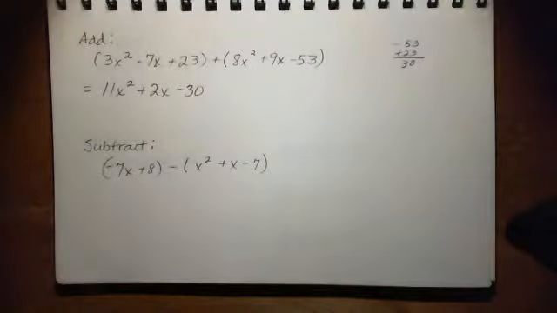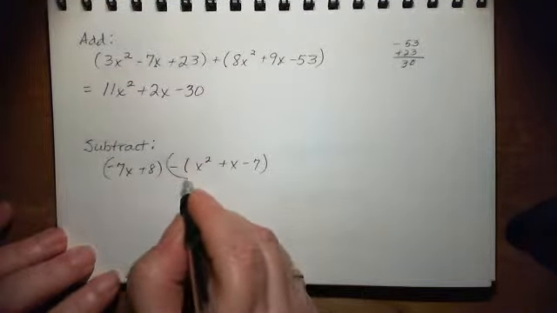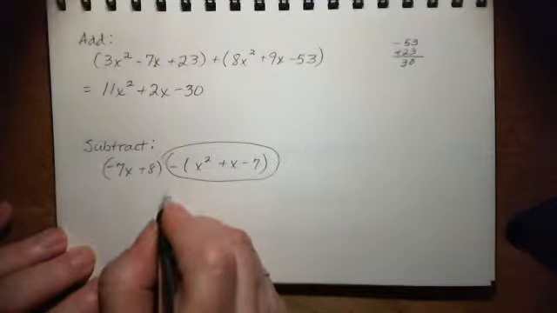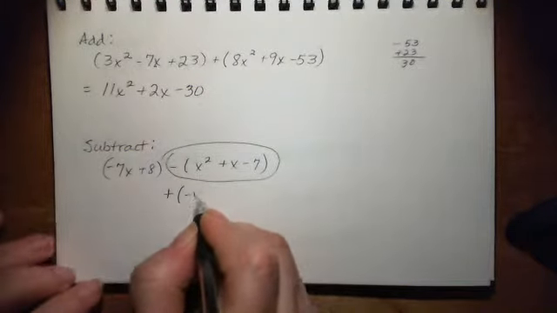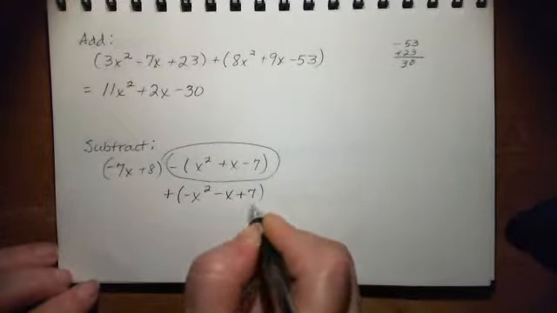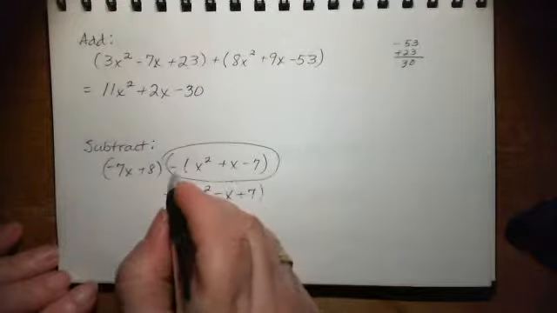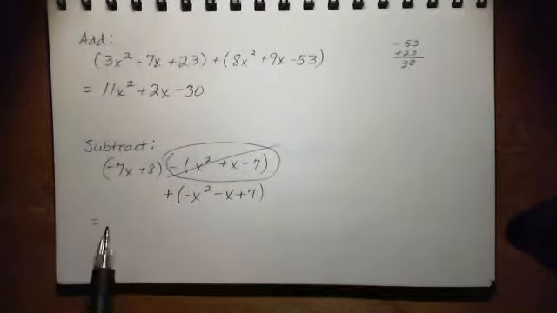Now, subtract can become add as long as we change the second term. The second term becomes add the opposite. So that means we change all the signs. Negative x squared, negative x, and positive 7. Alright, after that, then we can collect like terms in descending order.